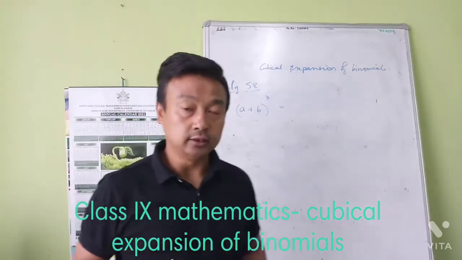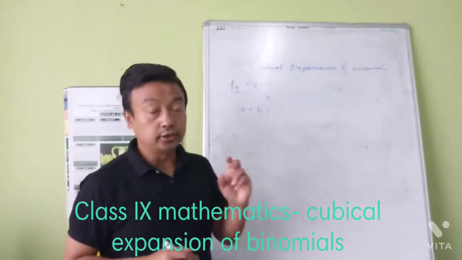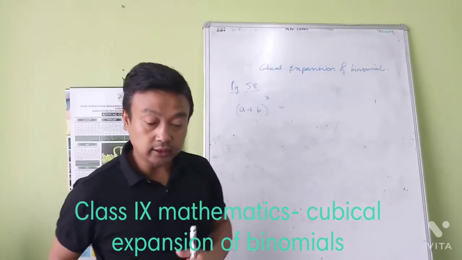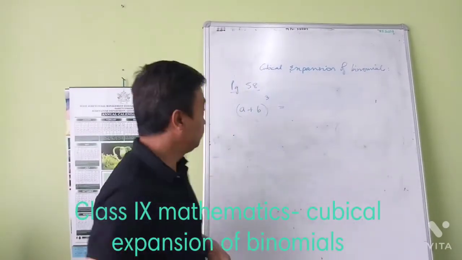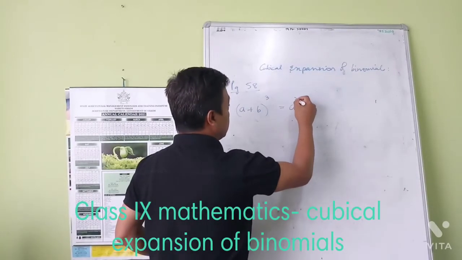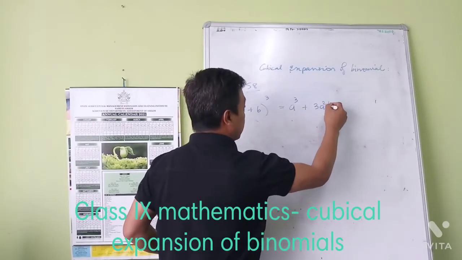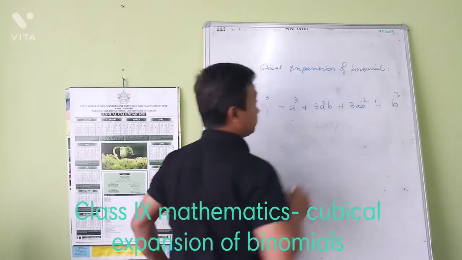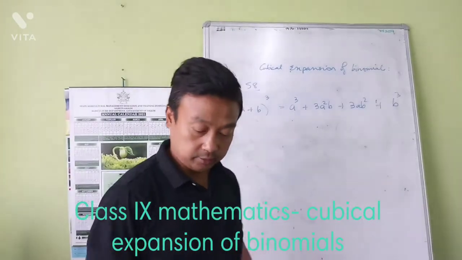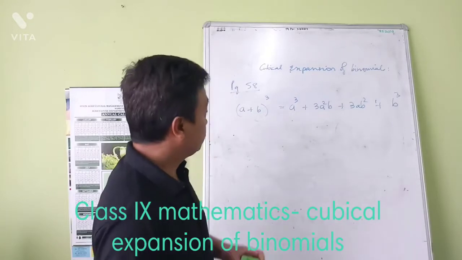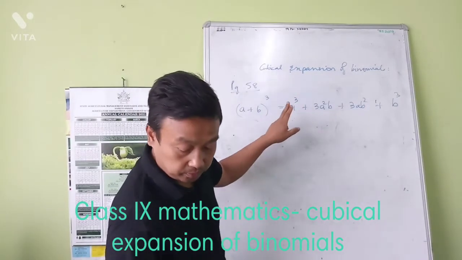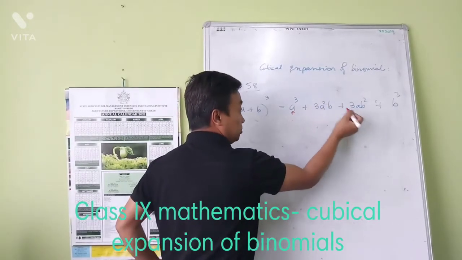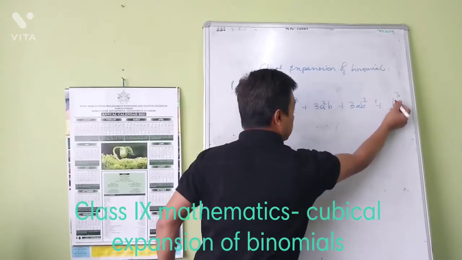That means here, a plus b inside the bracket is a binomial, and it has been cubed, not squared. So here we will get the expansion, and the formula is very easy. You just have to learn it by heart. It is a cube plus 3a square b plus 3ab square plus b cube. So you have got four terms that have been expanded here. Please recall that a cube plus 3a square into b plus 3ab square plus b cube.